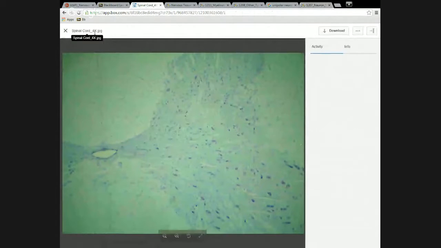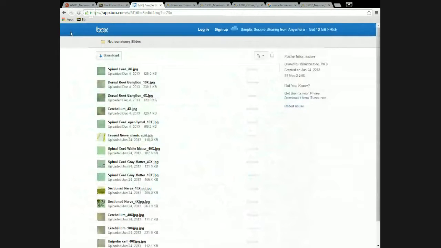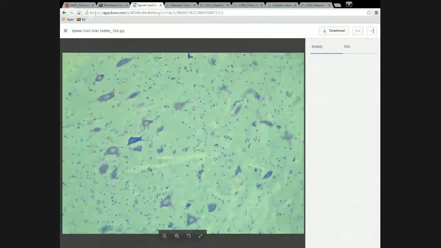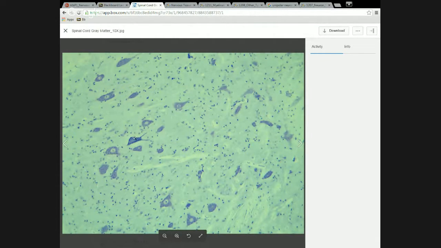So this is the 4x objective spinal cord slide. Then this is the 10x objective spinal cord slide, specifically of the gray matter. I have a separate one for the white matter, which we're not going to look at right now. So now we're in the ventral horn area. Before we could see some gray matter and some white matter, now we've zoomed in to part of the gray matter, and specifically in that ventral horn. We can see these nice big cells that stain very distinctly. These are the neurons that we're interested in.